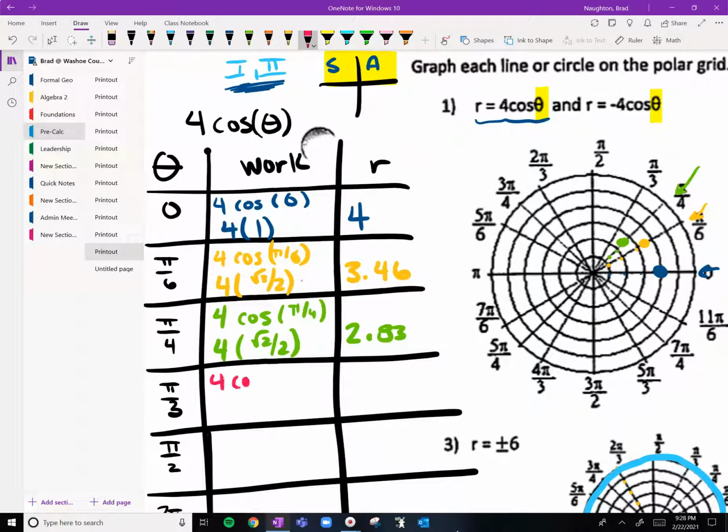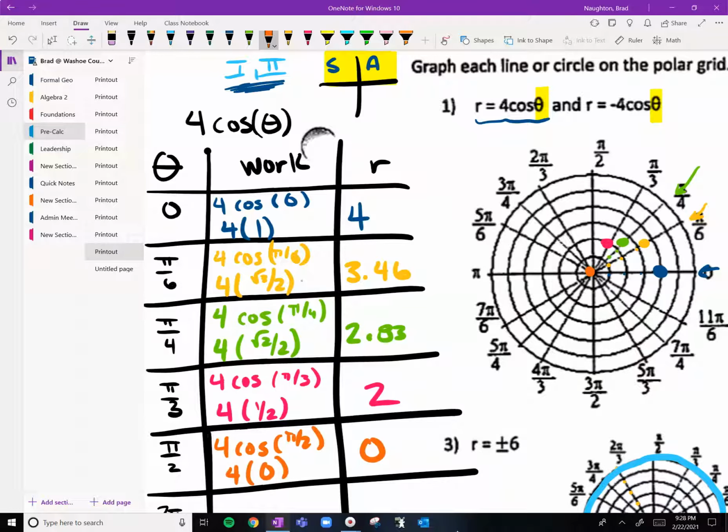So 4 cosine pi over 3. So that's 4 times 1/2, and that's going to be 2. Well, thankfully, we have a number finally that's going to be pretty easy peasy lemon squeezy. Alrighty, and then we are going to have 4 cosine pi over 2. Ooh, we're lucky again. So this is 4 times 0, which is going to be 0.